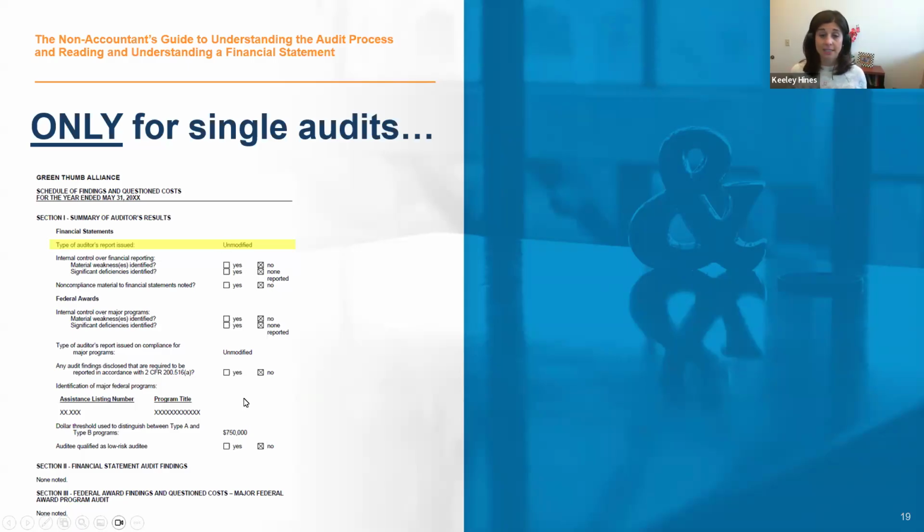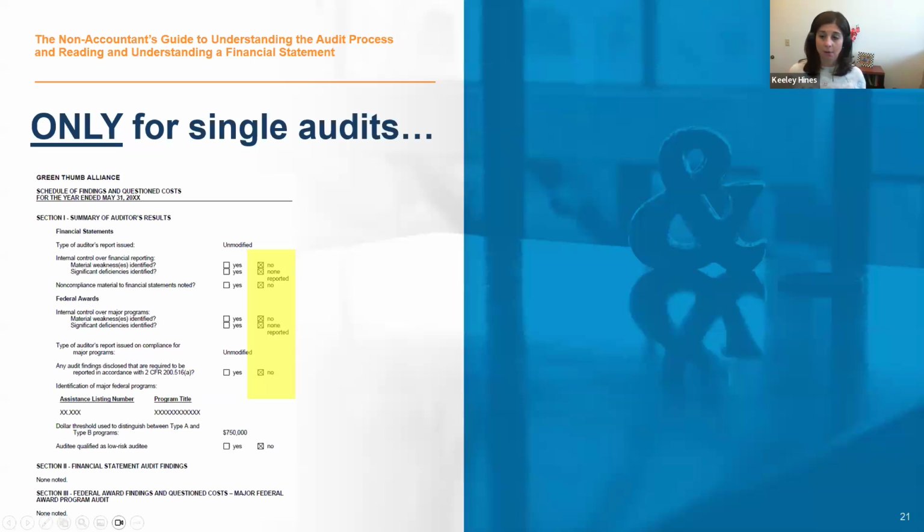Meaning like, hey, did they run into some problems that they needed us to be aware of? And look at this, when you see these no's checked off, this is a great way to say, wonderful. I see terminology like unmodified. I see no's, no findings reported. This is great. This is what I'm looking for.